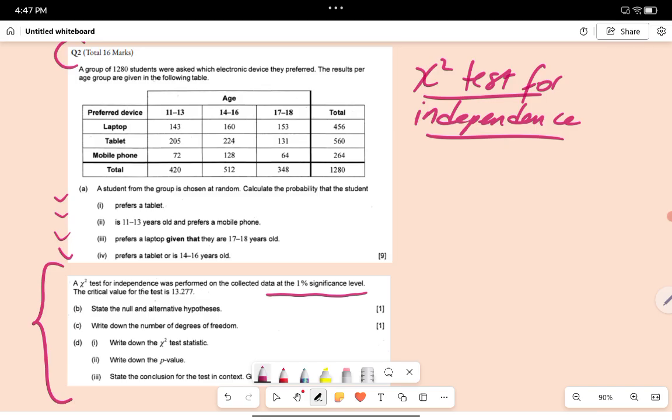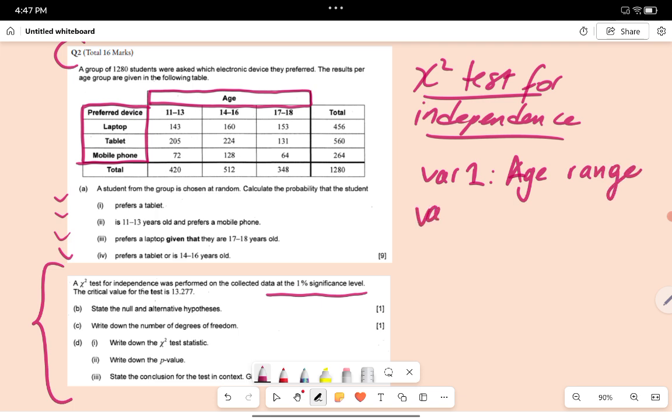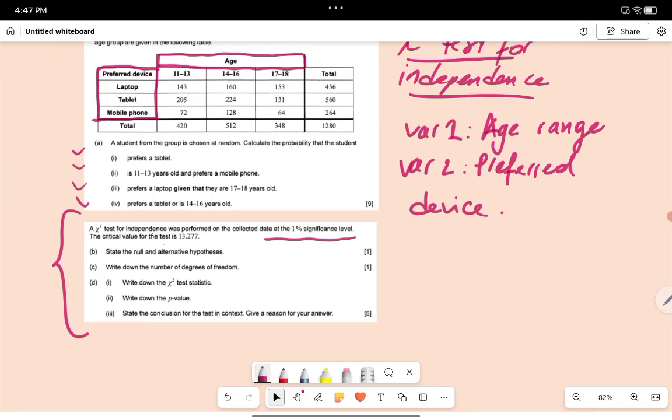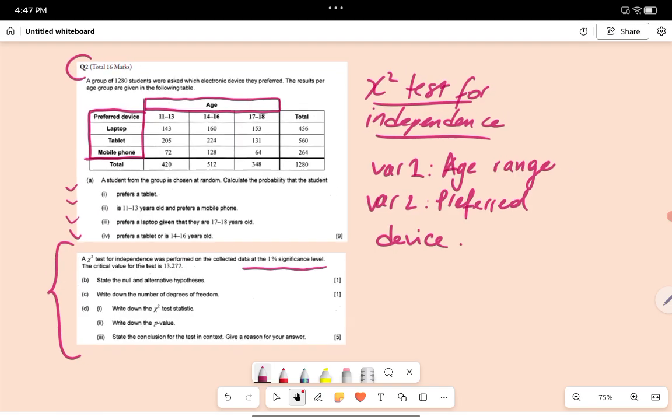And here we're looking at this contingency table. So we've got two variables. So the first one is up here and the second one is up here. So the variables are given by the rows or the columns. So variable 1 would be the age range, and the variable 2 is the preferred device. So the question that we ask ourselves is, are variable 1 and variable 2 related? Are they dependent or not?